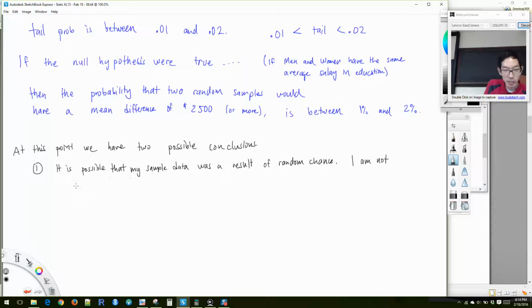So I am not ready to dismiss the possibility that it was random chance. In our case, it's 1 to 2%, right? I'm not ready to dismiss the possibility that it was random chance, so I will not reject the null hypothesis.